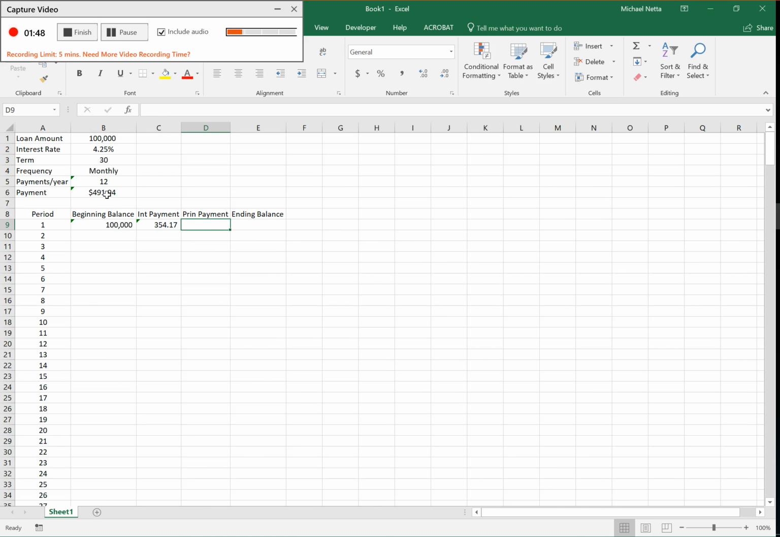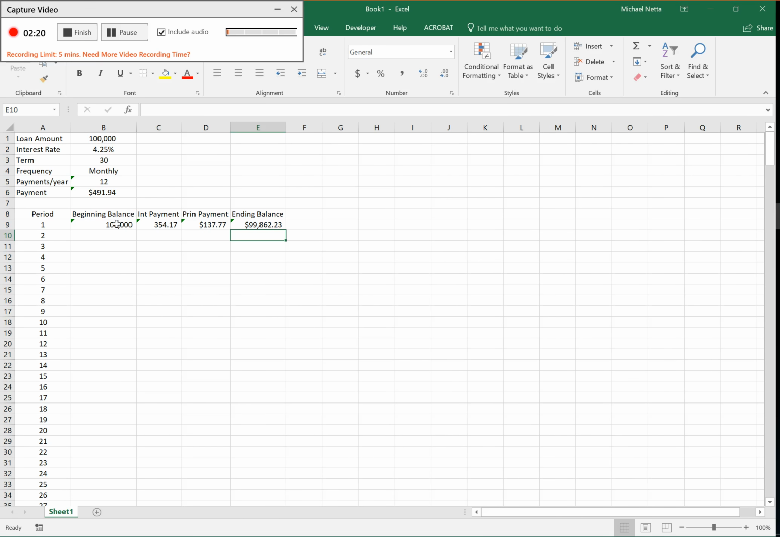Now, since our total payment is $491.94, the difference, or the principal payment, from the borrower back to the lender, is going to equal the total payment minus the interest payment. That gives us $137.77. Our ending balance is calculated by taking our beginning balance and subtracting out our principal payment.